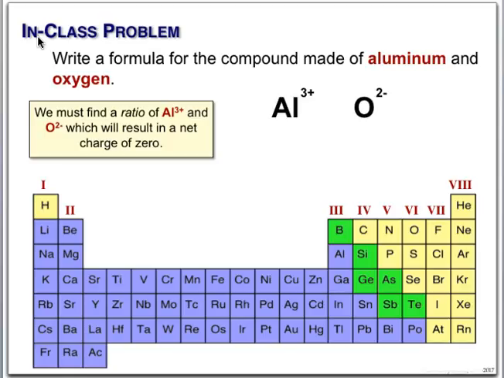Now I'm going to write them again down here. And I'm going to do a little symmetry swap. I'm going to take the 3 from here, move it to the oxygen, the 2 from here, move it to the aluminum, and that's our compound. Think about it. Aluminum is +3. This is 6 positives, isn't it? Oxygen is -2. This is 6 negatives. Our little simple symmetry swap will always work.